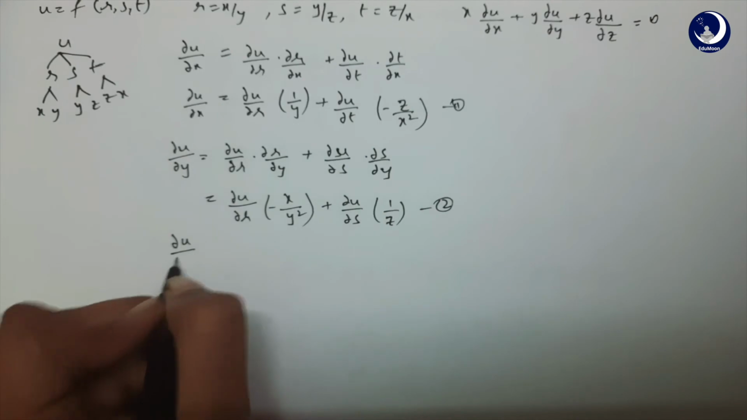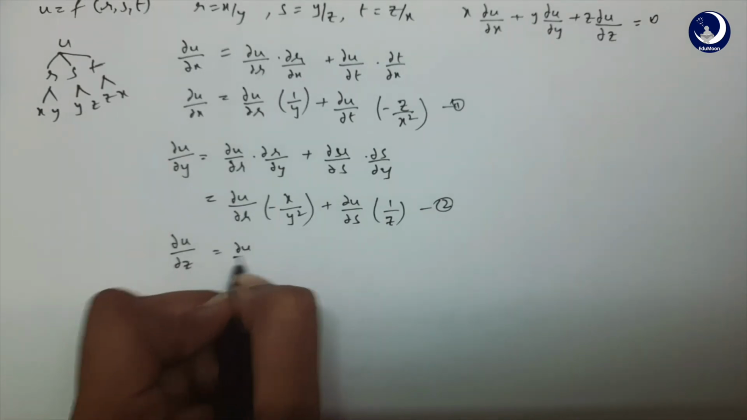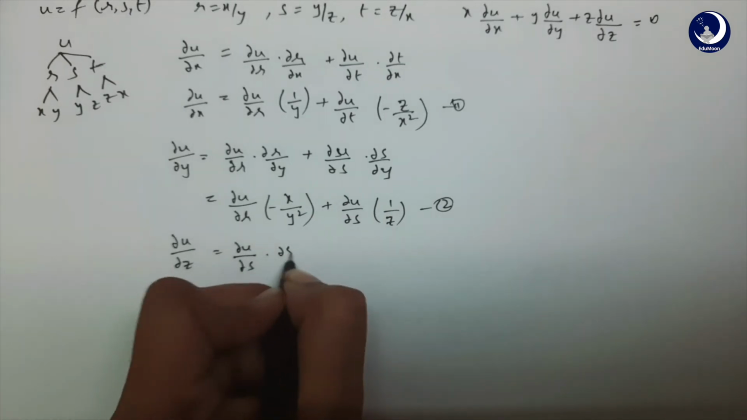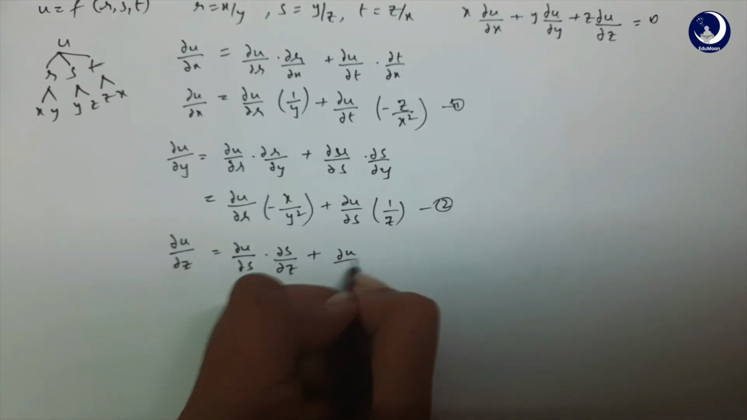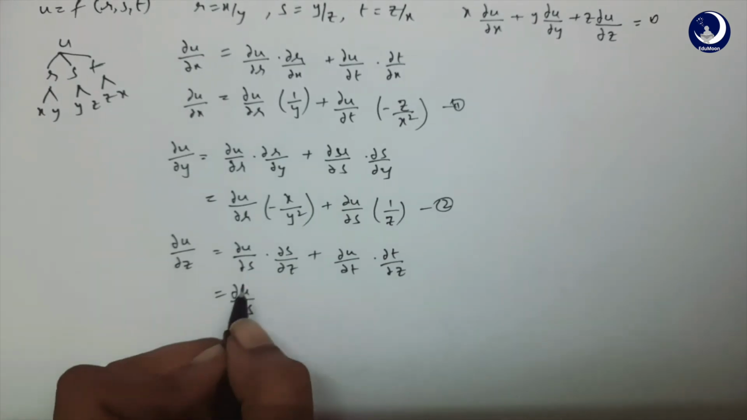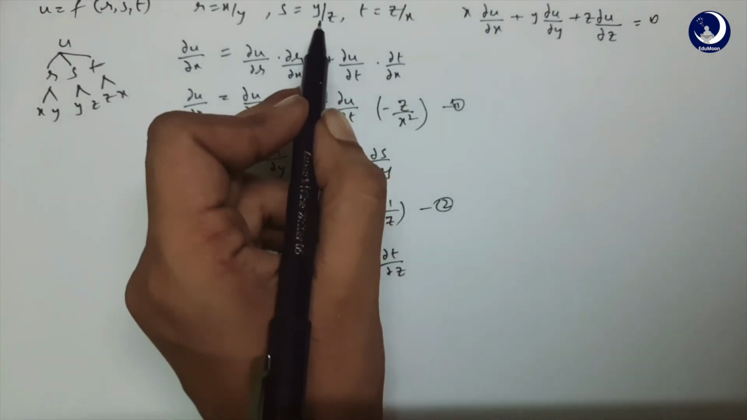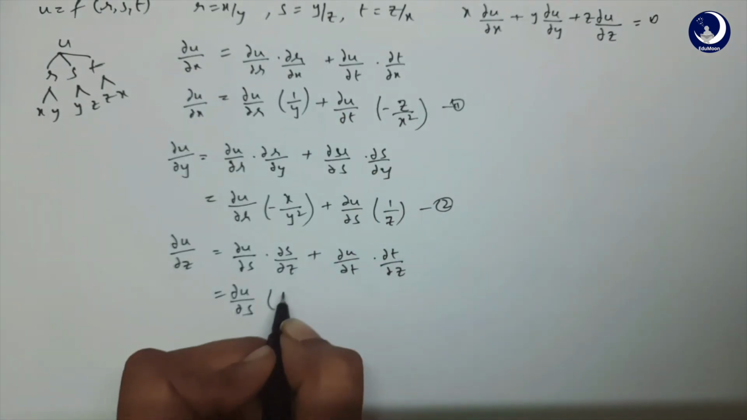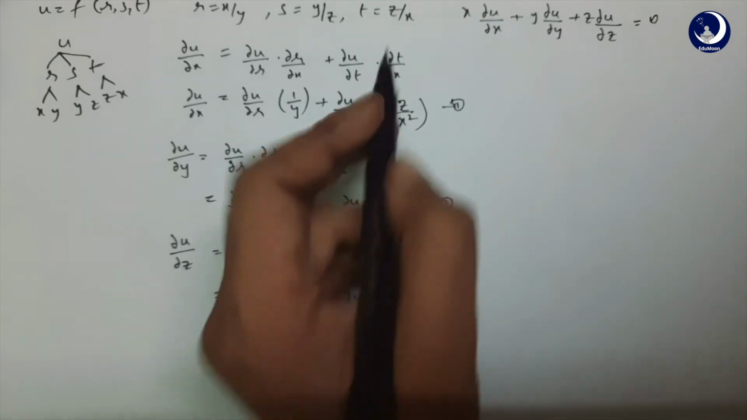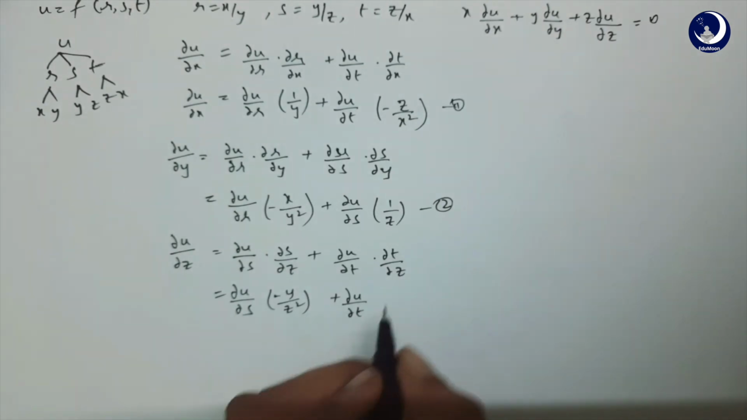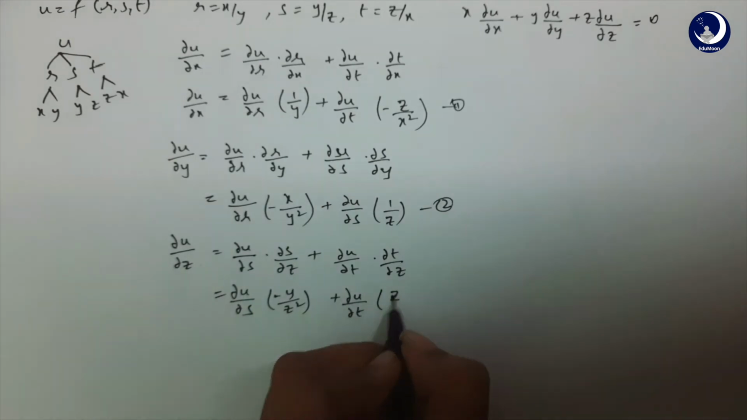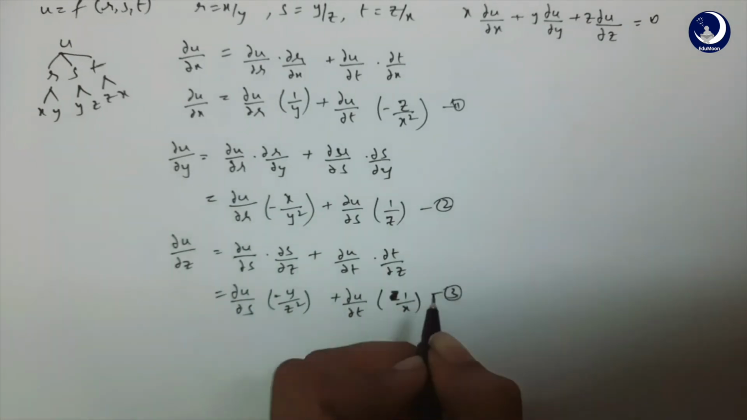Similarly, ∂u/∂z is going to be: differentiate this equation partially with respect to z, we get minus y by z square plus ∂u/∂t. Differentiate this equation partially with respect to z, so x is constant. We get 1 by x. That's our third equation.